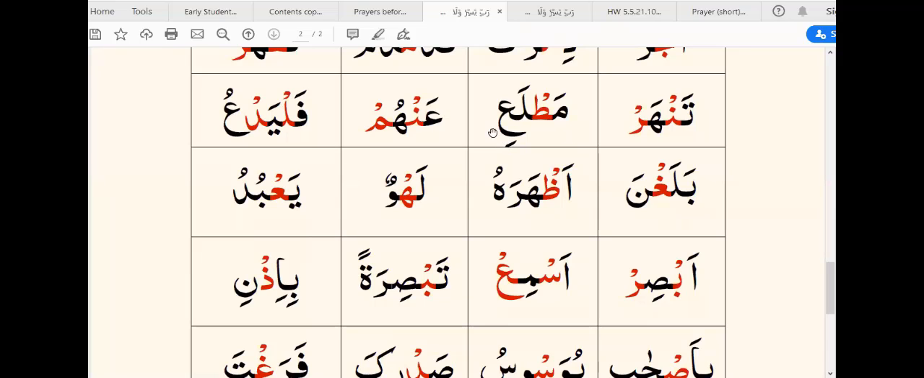Matla'i. Well done. Over here, letter noon with a sukoon and letter mim with a sukoon. Anhum. Well done. And over here we have letter lam with sukoon and letter dal with a sukoon. Falyad'u. MashaAllah. Very well read.